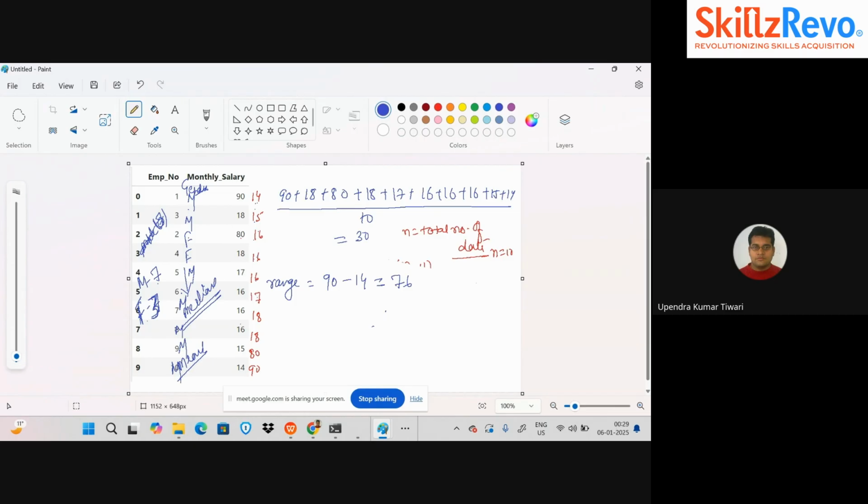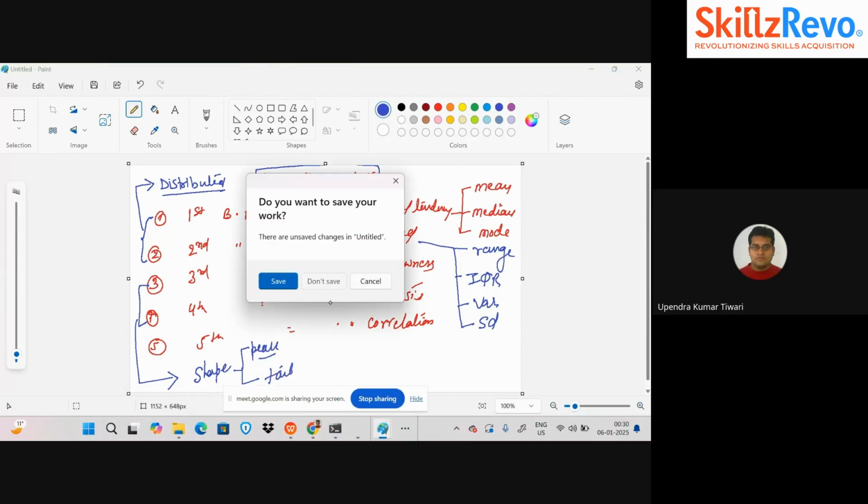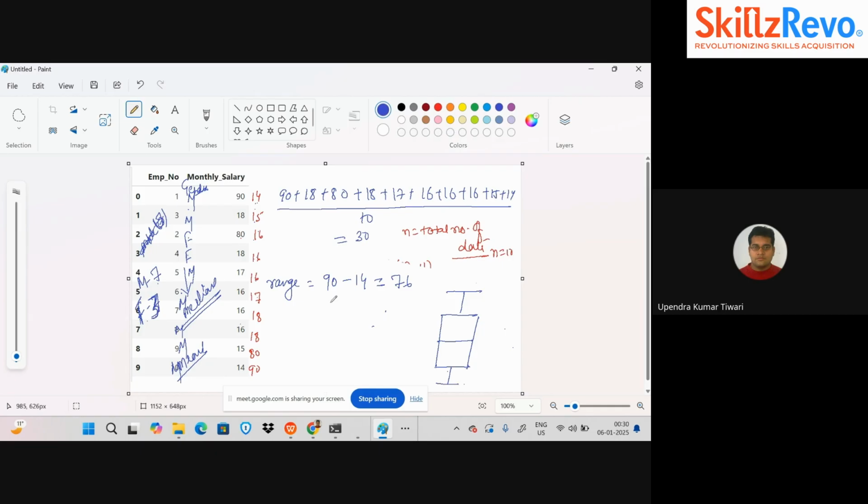Let's talk about the interquartile range. Let's say this is the box plot. This is my minimum or lower limit, and this is the upper limit. This is Q2, which is actually the median of the data. So in this case, what is Q2? 16.5. Remember, median.